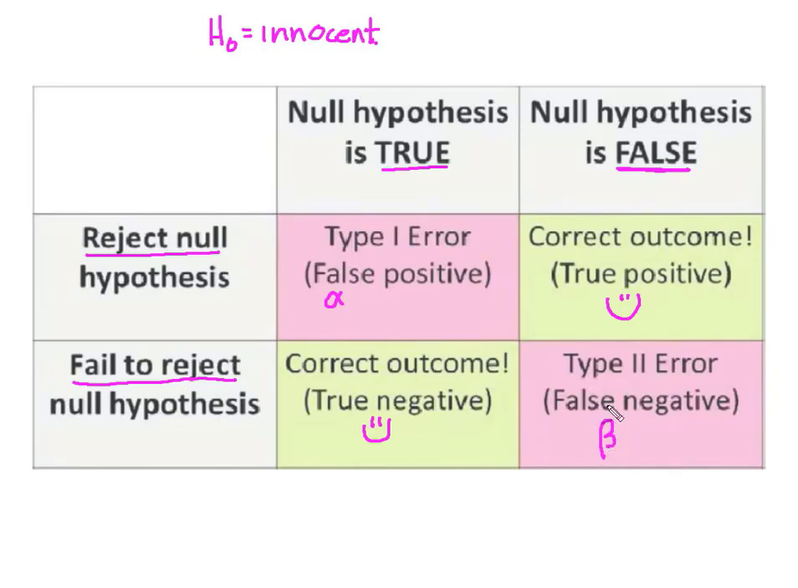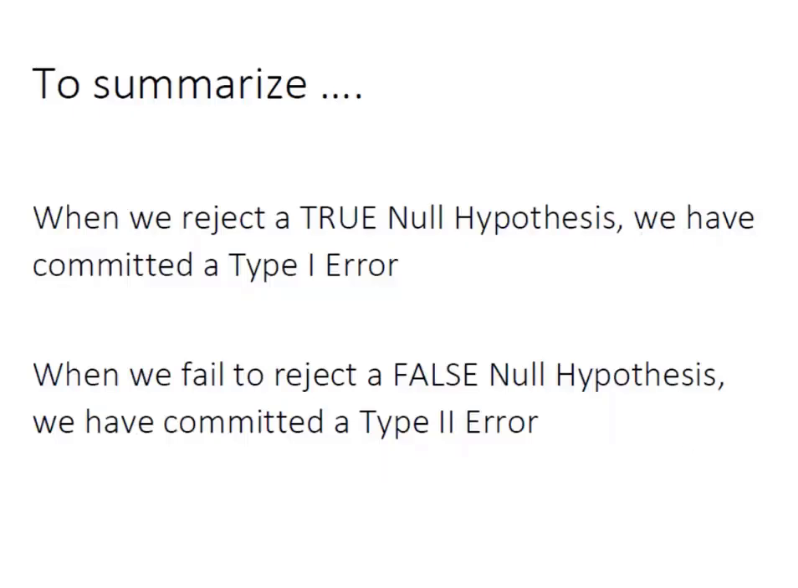So in the case where the accused is actually not innocent and we fail to reject innocence, then that's our type 2 error. What we can think of in a type 1 error is we convicted an innocent person here, and here we let a guilty person go. So just to summarize, when we reject a true null hypothesis, we commit a type 1 error. When we fail to reject a false null hypothesis, we commit a type 2 error.